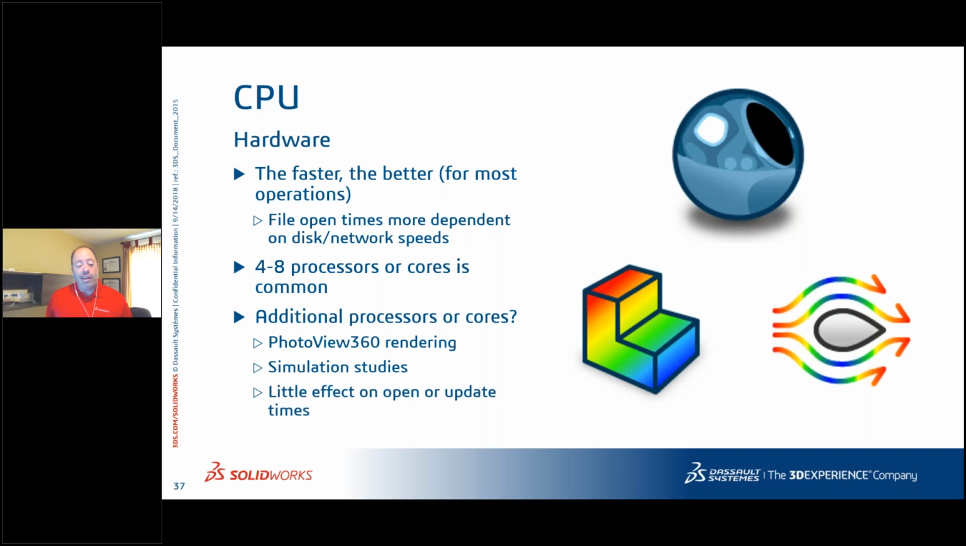And again, an additional CPU or additional core will affect open times a little. So if that's the bottleneck, adding CPUs or a faster CPU won't really solve it.